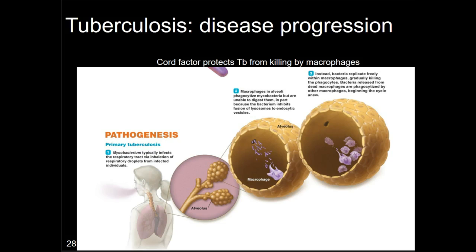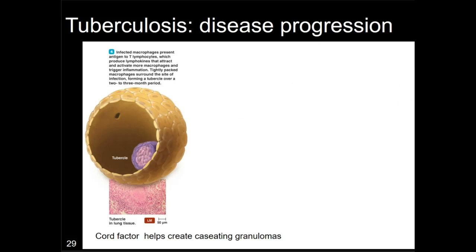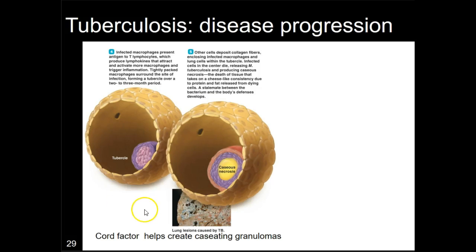This cord factor that Mycobacterium tuberculosis creates is able to protect TB from killing by macrophages. This cord factor also helps create caseating granulomas. These are large groups of cells in which infected macrophages are in the center of these granulomas, and they're surrounded by T cells, and this tubercle forms over a 2 to 3 month period. This is an artist drawing, but here's what it actually looks like in the lung tissue.